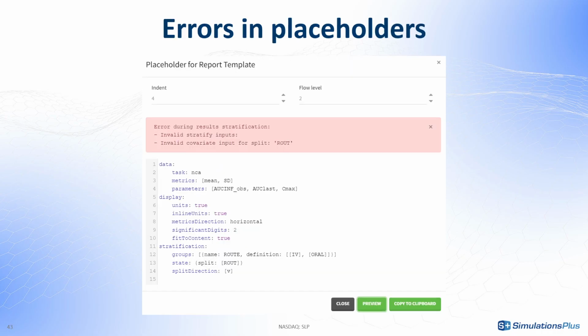Also, if you get an error in a placeholder, which will be displayed as a message on top, do not select close. If you do it, you will close the widget and then lose the information that you put. Instead, you can directly edit the placeholder to correct the error.